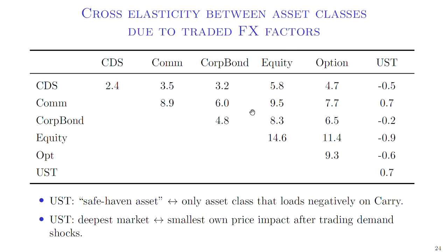And this is the cross elasticities between these major asset classes, being channeled through our traded FX factors. The only thing I want to point out here is look at the last column, U.S. Treasury. You can see the U.S. Treasuries uniquely have negative cross elasticities with most other asset classes, and that is reflecting, in some sense, a reminiscence of the U.S. Treasury's safe haven status. And it fits our framework because that's the only asset that hedges the carry factor exposure relative to other assets.